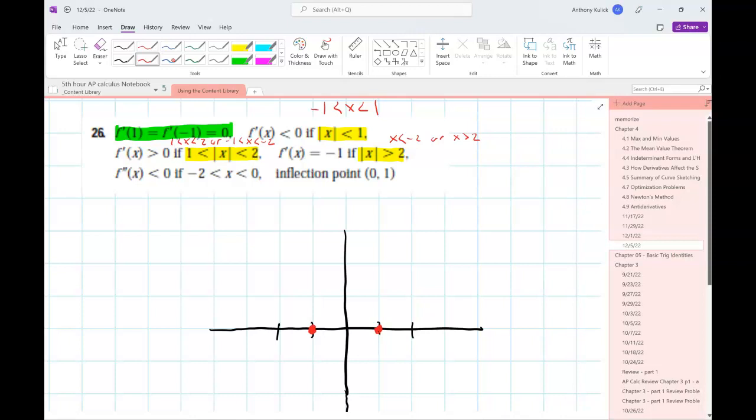And now let's start, I'm going to do some color coding here. So I'm going to erase all my highlights. So I'm going to do, this section is going to be my decreasing section. So I'm just going to highlight that for myself.